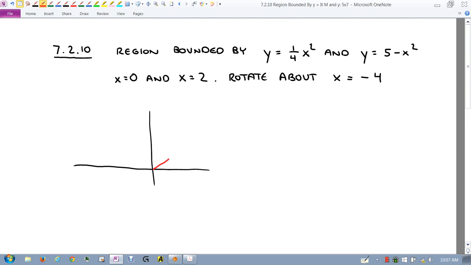We've got the little parabola thing here going up. We've got the parabola coming down. We've got a little region in here. We've got a rectangle in there. And our axis of rotation is over here at -4. Give you a second to draw that out.